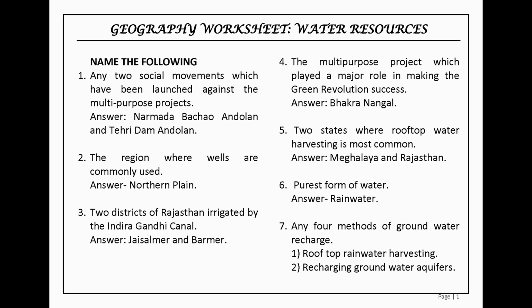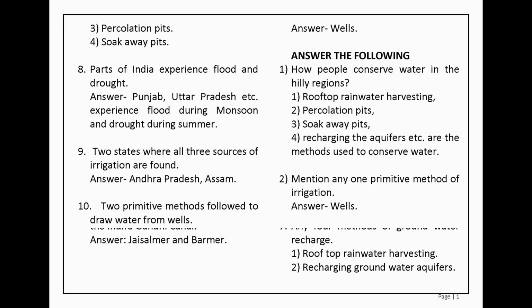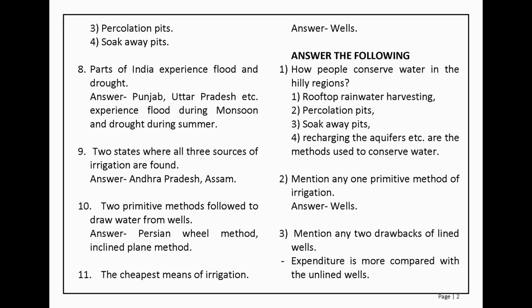Rooftop rainwater harvesting. Recharging groundwater aquifers. Percolation pits. Soakaway pits. Parts of India experience flood and drought. Answer, Punjab, Uttar Pradesh etc. experience flood during monsoon and drought during summer.